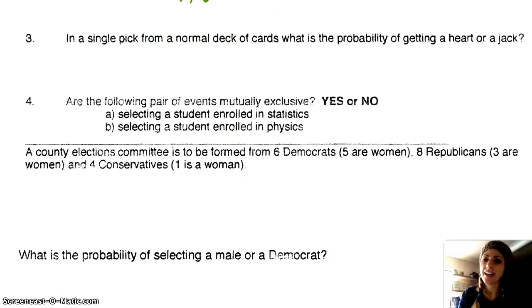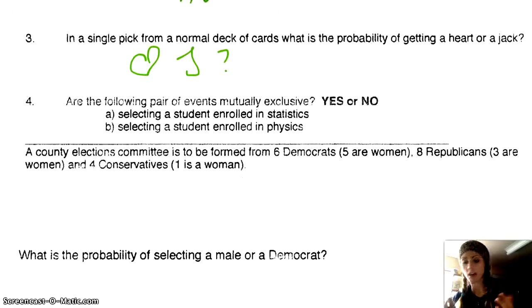Alright, 3. In a single pick, so one single card from a normal deck of cards, what's the probability of getting a heart or a jack? Okay, so that means if I get a heart, I'm happy. If I get a jack, I'm happy. If I get the jack of hearts, I'm also happy. Okay, so these 2 events are not mutually exclusive, right? Because I do also have a jack of hearts.